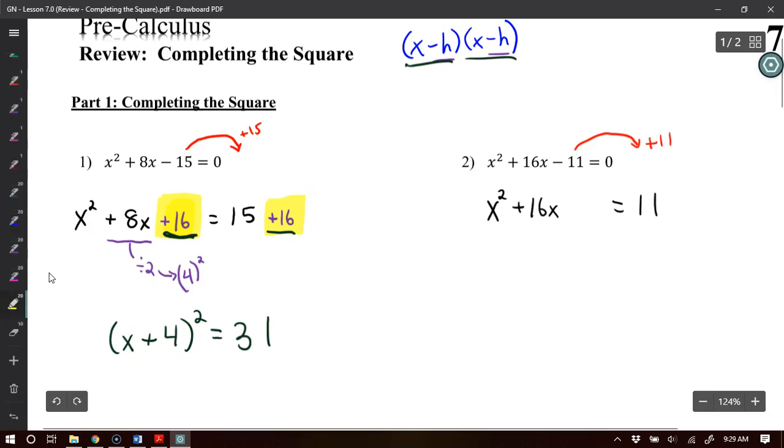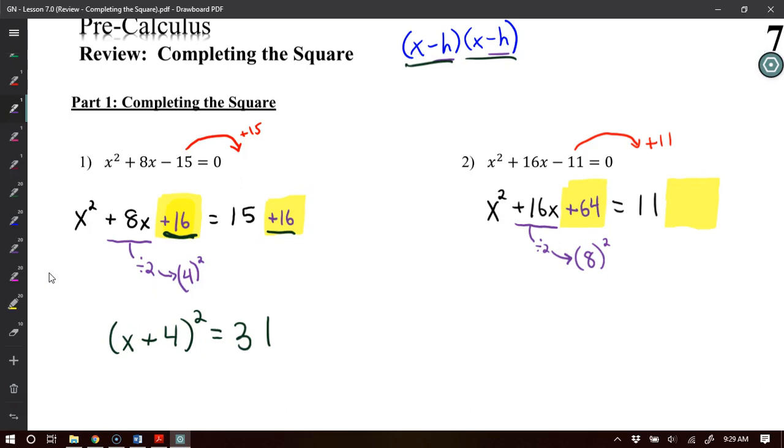We are going to have two placeholders, because if I change the equation on the left side, I have to change the equation on the right side. We take the linear term, that's 16x, and I'm going to divide it by 2. That's going to give me 8. Take that number and square it. So to create a perfect square trinomial, that has to be a 64 there. But if I put a 64 on the left side, I have to put a 64 on the right side.